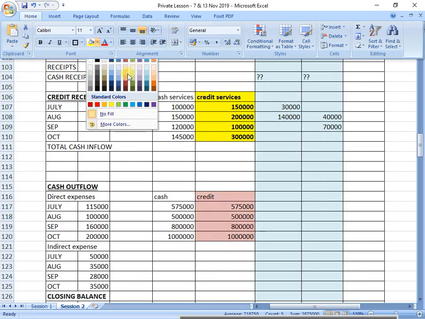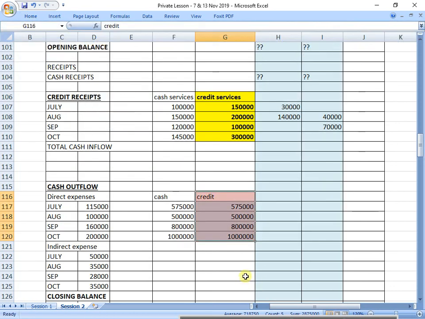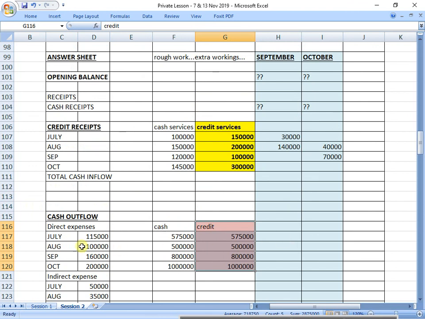When do we pay this? July we pay in August. Is August part of the budget? No, don't need July. Do we need August? Yes, we pay it in September. Do I need September? Yes, I pay it in October. That's it. And then they say the remainder is paid in the month they occur.